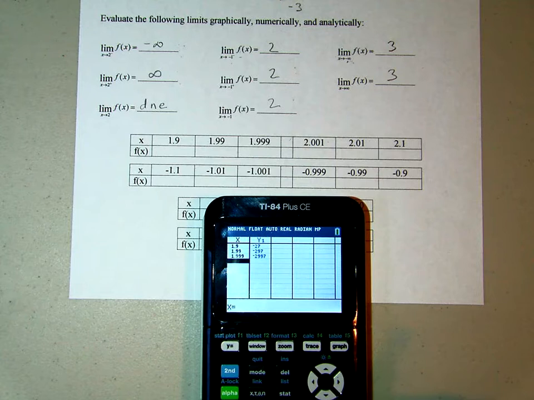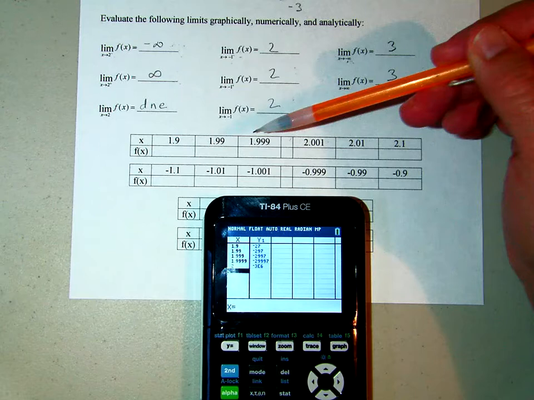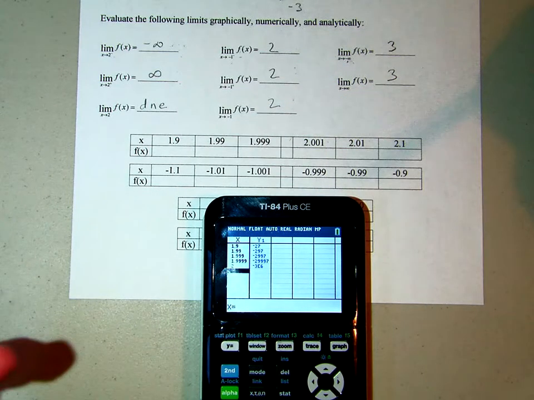They didn't ask us to go any further in terms of filling in the table, but if we did, 1.99999, I'll throw an extra 9 in there, I forgot how many I did. And you can see that confirms that as x approaches 2 coming from the left, those numbers are approaching negative infinity. I'm not going to fill those in for the purposes of time, but you typically would be asked to fill in that table. All right.